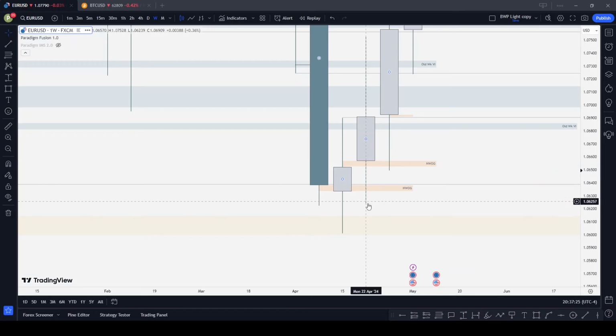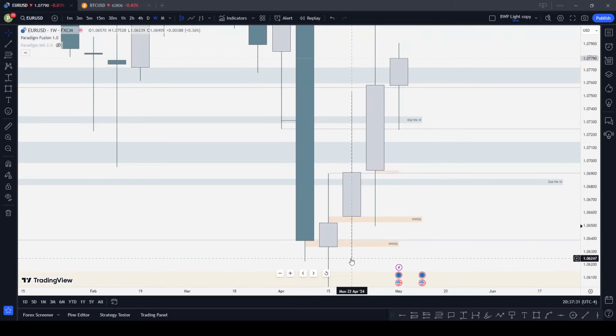Okay. So anywhere below this area, you'll be looking for a long on low time frame. And then the following week we close above this new week opening gap that formed between the close of this candle and the opening of this candle. So we close above it, so that confirmed this new week opening gap as a bullish new week opening gap.